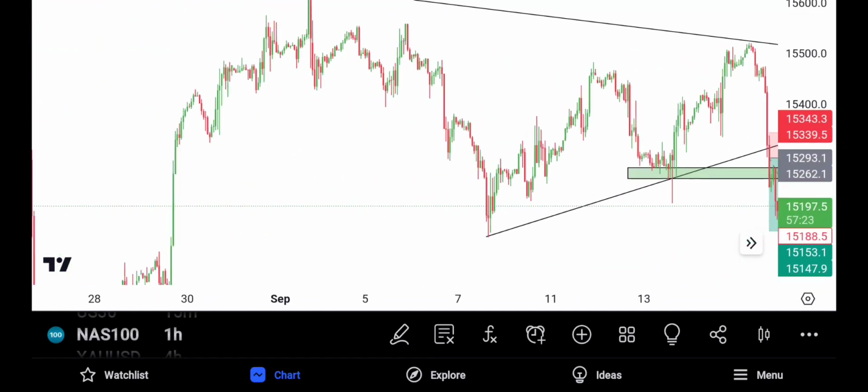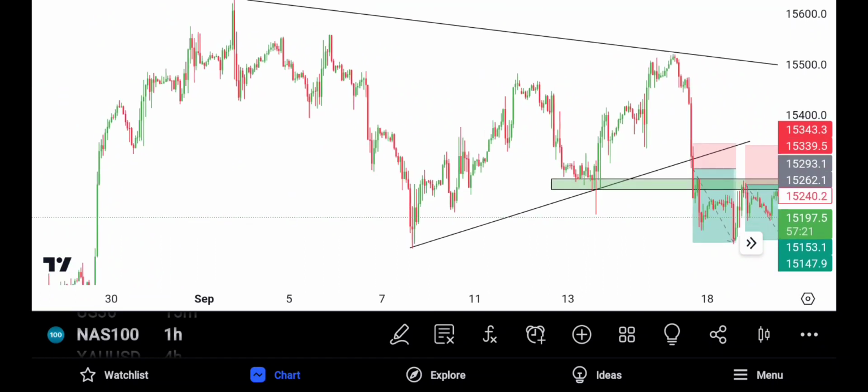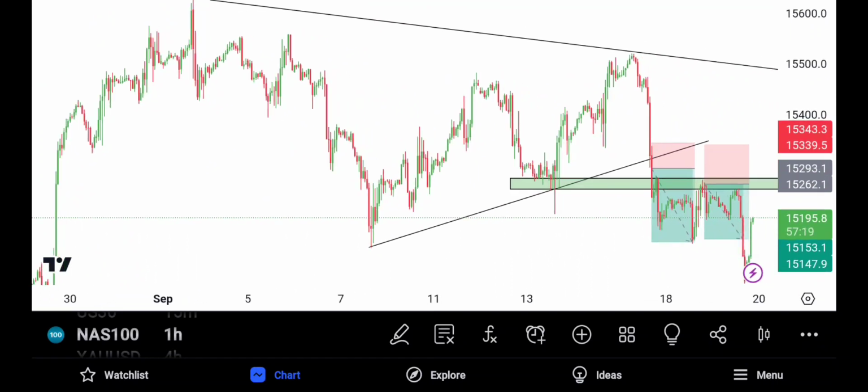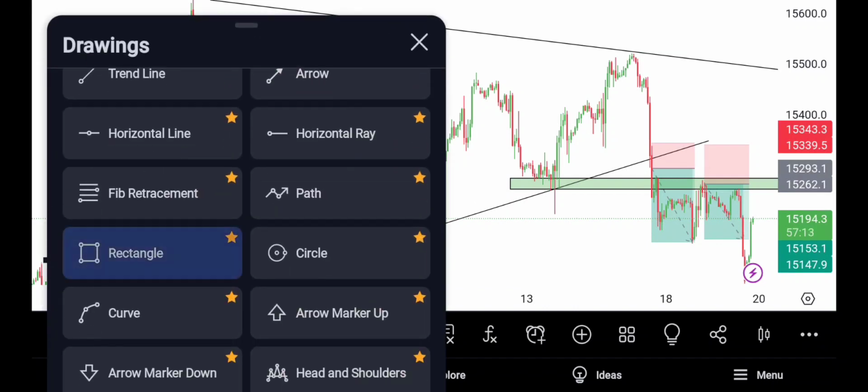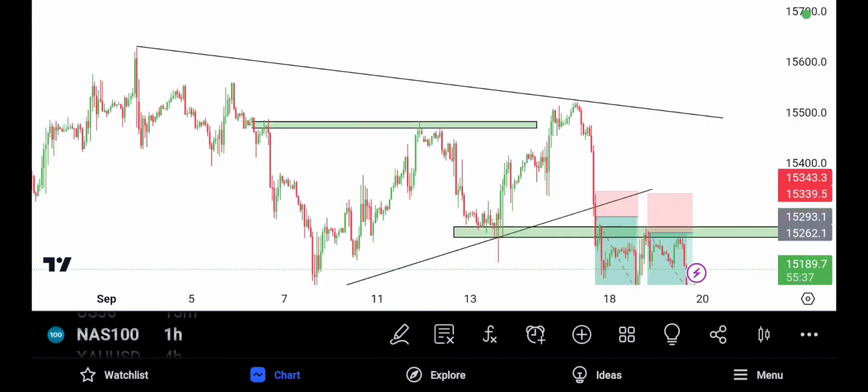Now the high and low strategy does not necessarily mean you have to wait for the market to break a high or a low and to retest that to enter. No, you can also trade like this, right? You can also have this high here. This is what you're going to do.